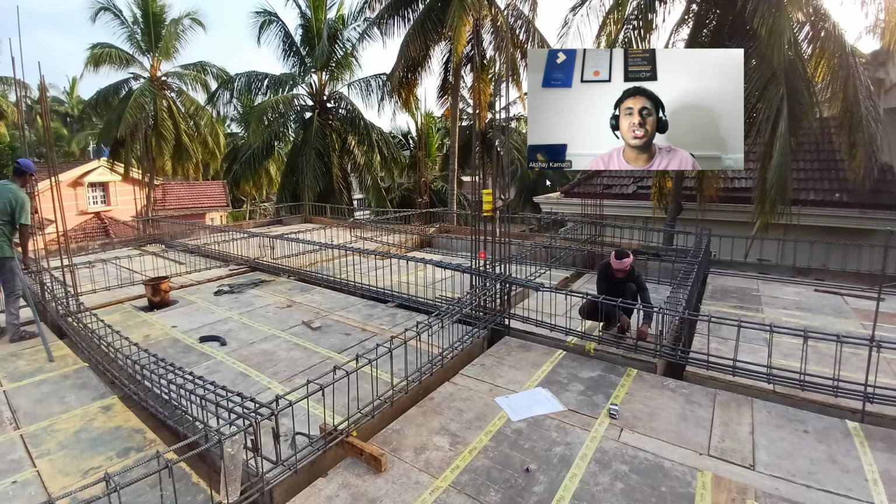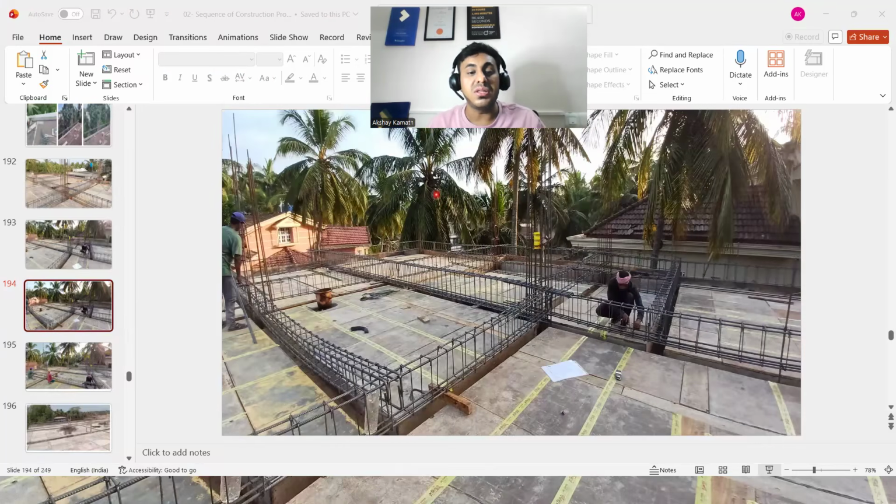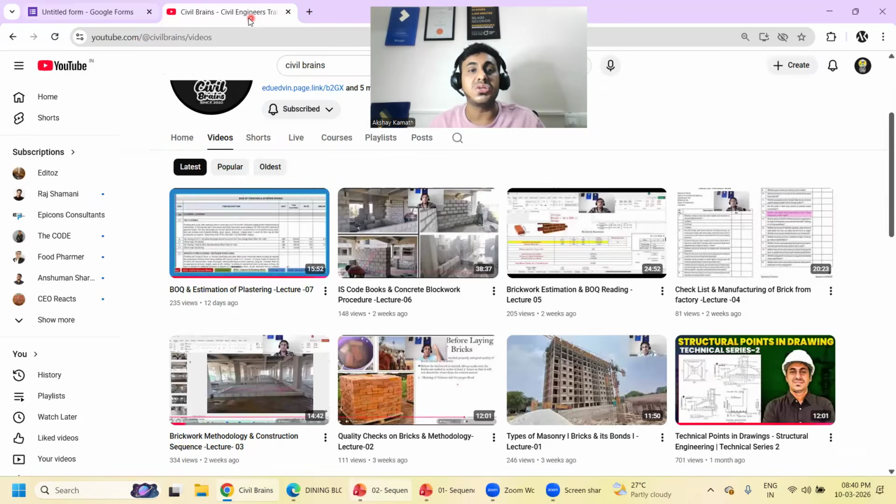Again, it's local construction. People don't have knowledge about all these things. In my courses, I teach you all these things: where the lapping should be done, what is the reason behind that, and how an entire building has to be executed from start to end.